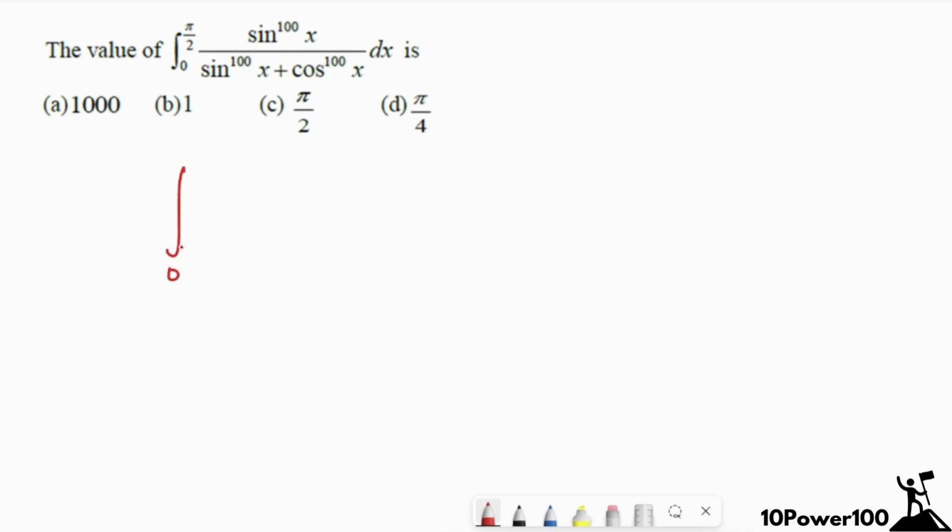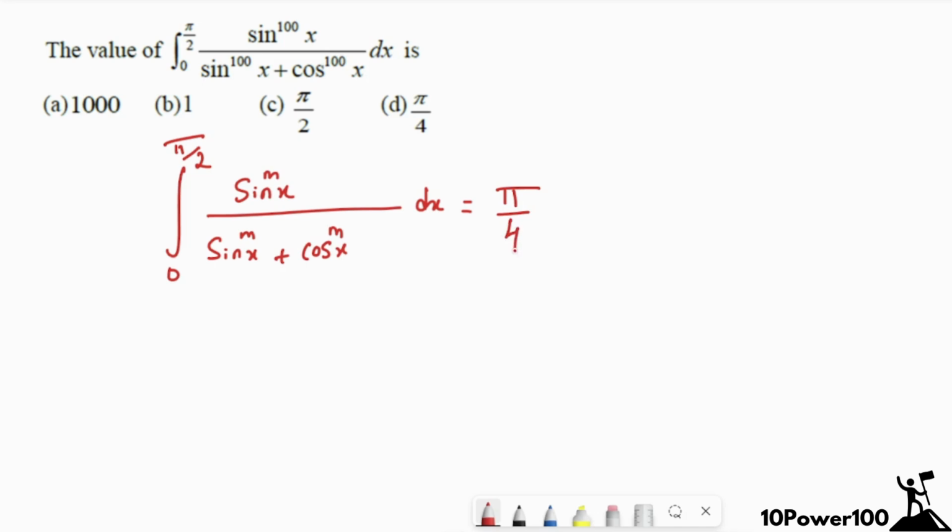integration 0 to pi by 2 sin x. We'll take a general power. So the general power is, we'll take m: sin x power m divided by sin x power m plus cos x power m, then into dx. This value will be pi by 4 always. So remember this formula. So sin x power m divided by sin x power m plus cos x power m dx, this value will be always pi by 4.